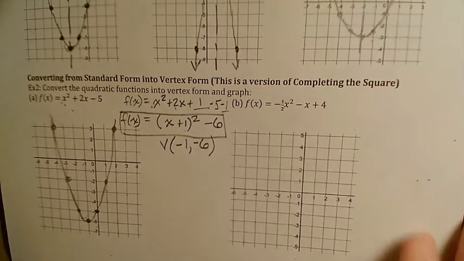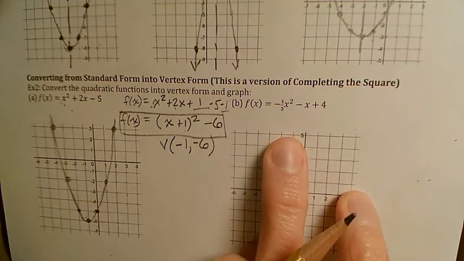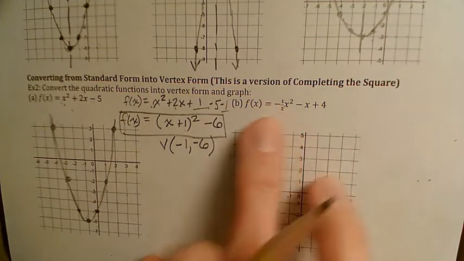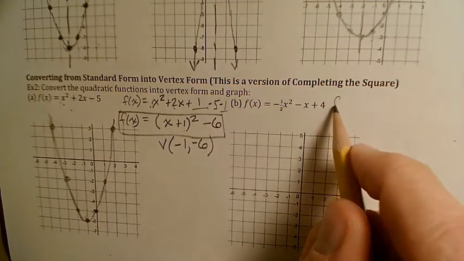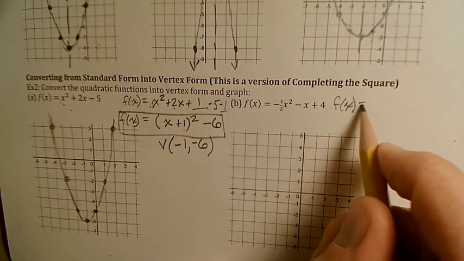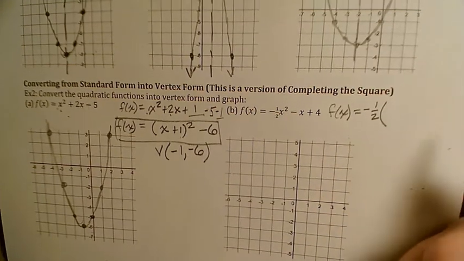Okay, all right, next one. This one we are also going to put into vertex form. Now the problem is the leading coefficient is not 1 like it was over here. So this one's a little bit trickier. So let's do f of x. I'm going to factor a -1/2 out. Now be careful.